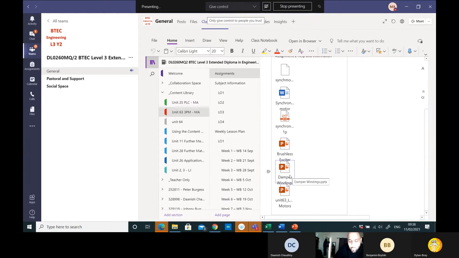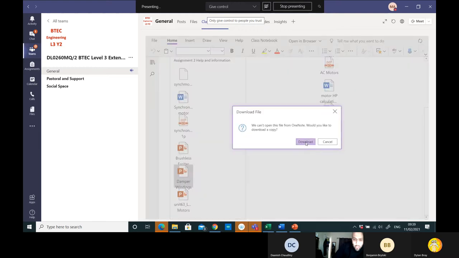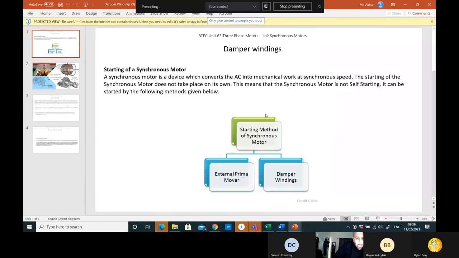So damper windings is a different way of starting a motor without using a separate induction motor. It's a very ingenious concept, and it's used a lot now in technology. That's what it does, because it basically acts as an induction motor. I'll just open it up very quickly. Remember, I was doing a lesson on this a while ago. The last time I taught you, we did this.